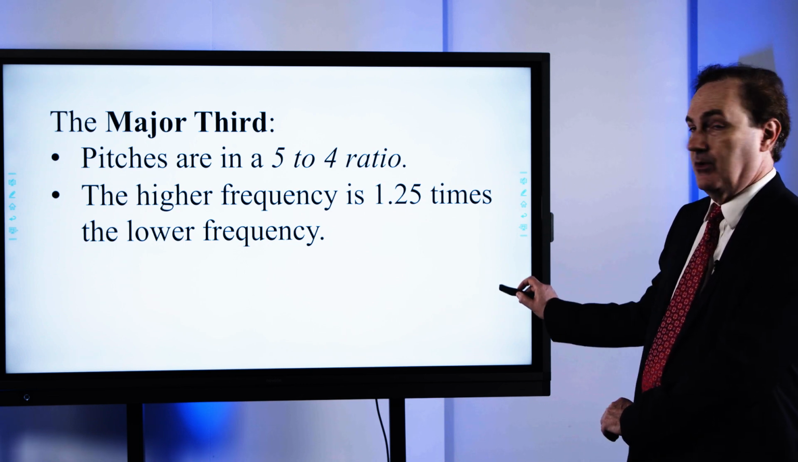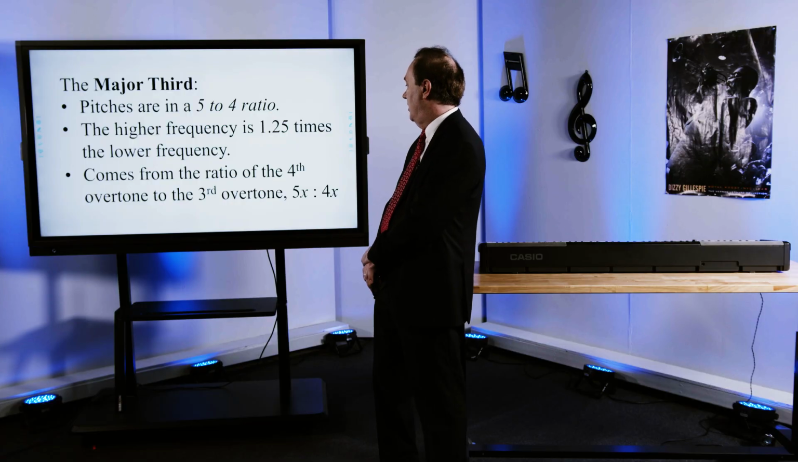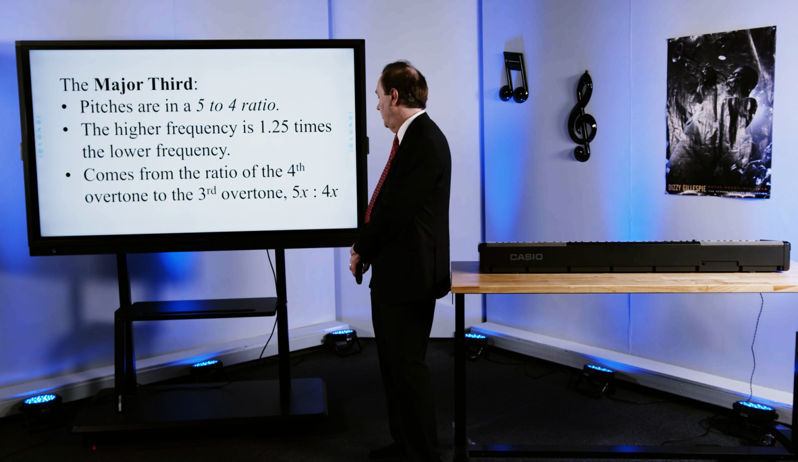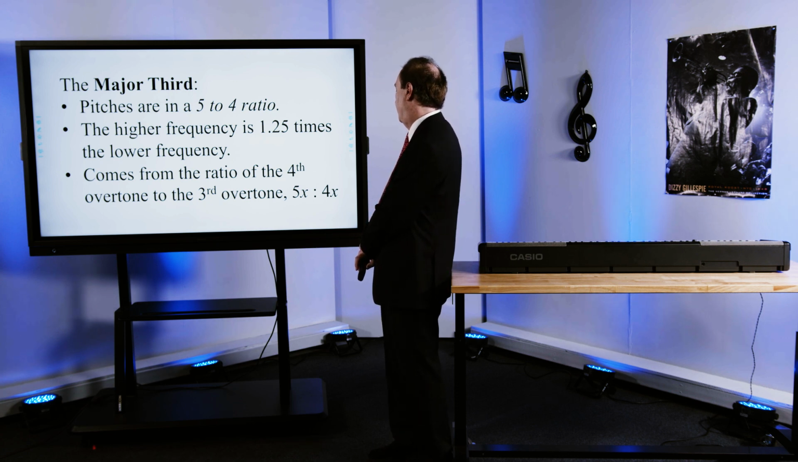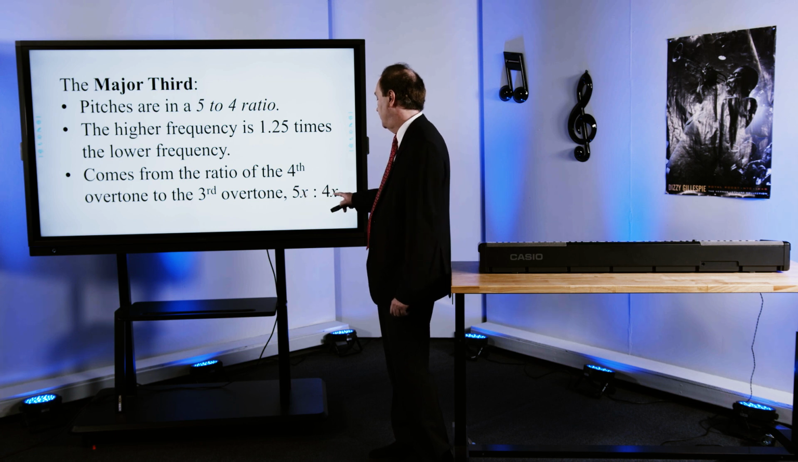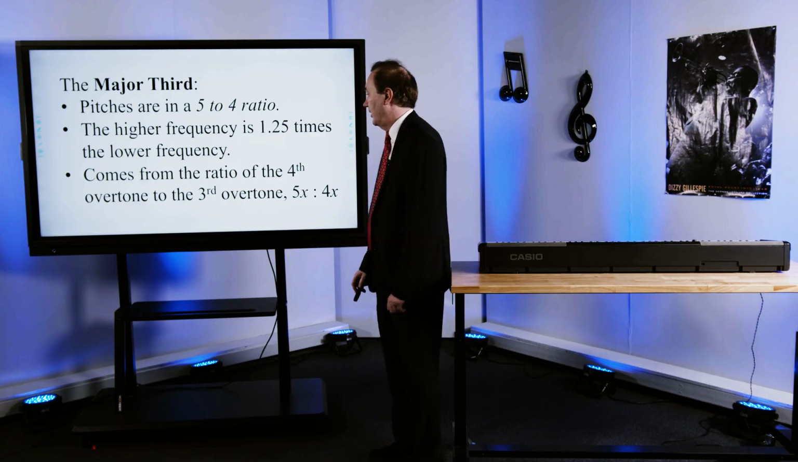Now, this comes again from the overtone series. It comes specifically from the ratio of the fourth overtone to the third overtone. So your fourth overtone has frequency 5x. Your third overtone has frequency 4x. The ratio of 5x to 4x, the x's cancel, you get 5-to-4.